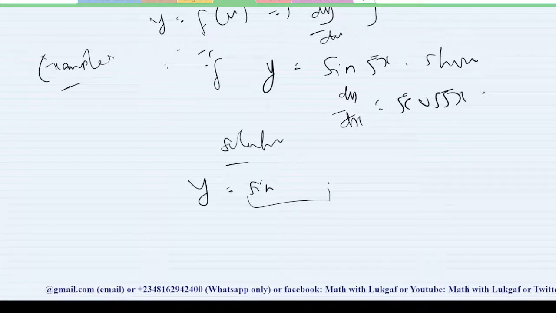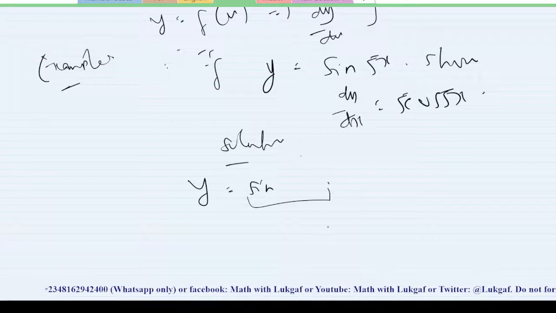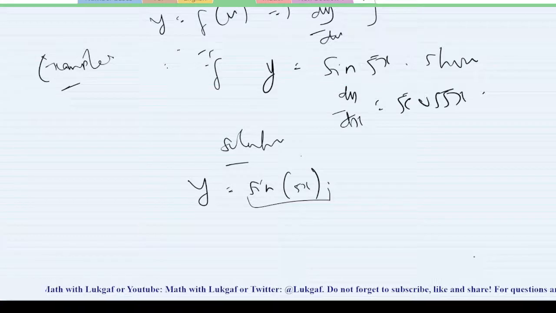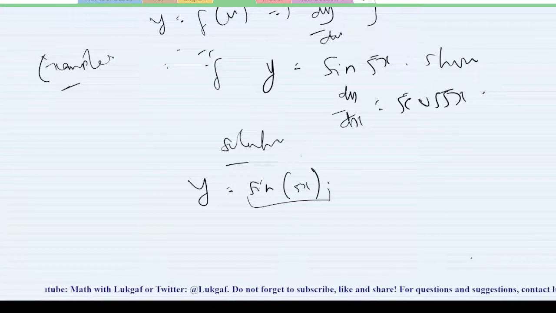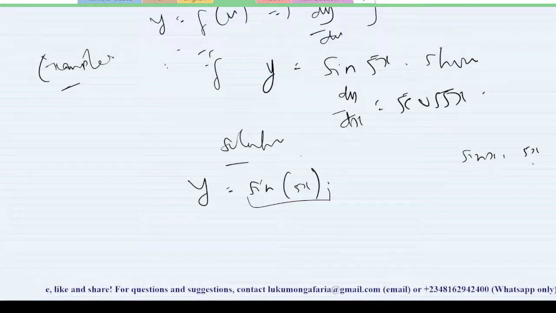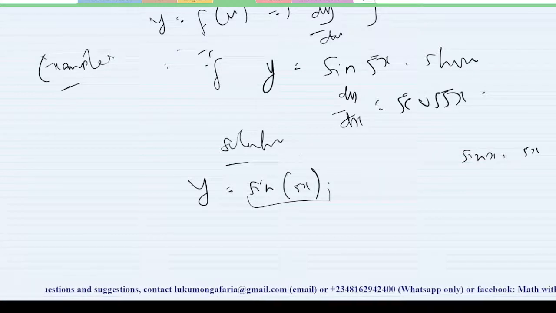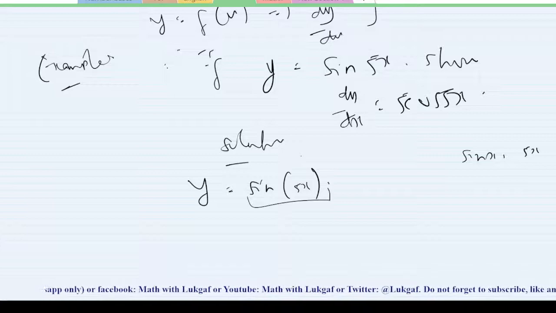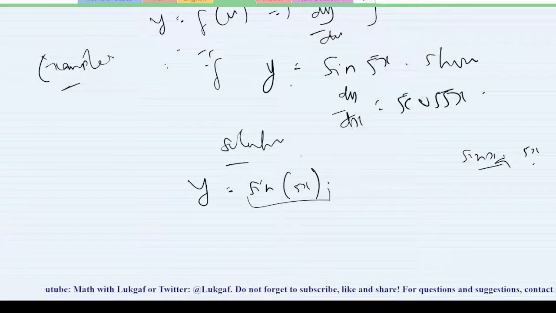So there are functions that cannot stand on their own except they have their argument, except they have what we know as argument. So when you have this type of function, it is not the same thing as sine x times 5x. When you have sine x times 5x, you are going to apply product rule here. But this one is a composite function. When you have a composite function like this, that is a function inside another function, then what you are going to use is known as chain rule.